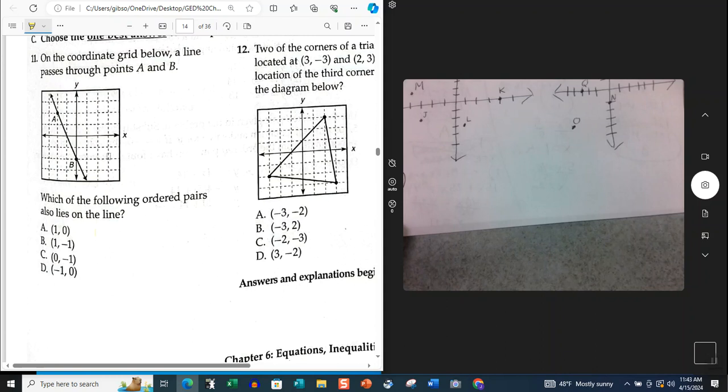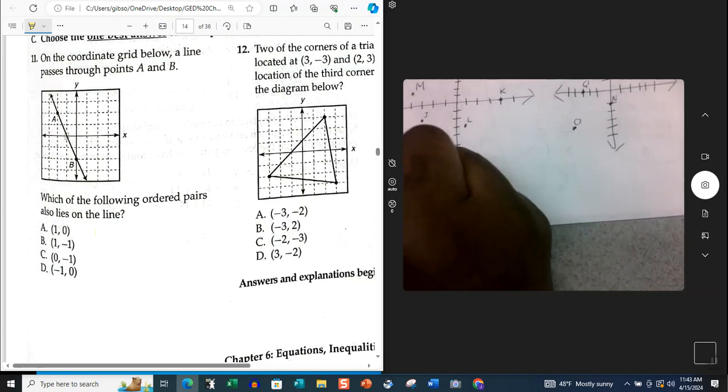Now we look here at D. D, we go -1. We start at the origin. We go 1 to the left, and then that's 0. So that point would actually be on this graph. So then our answer here would be D for number 11.